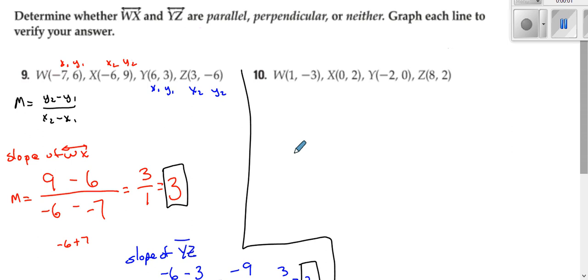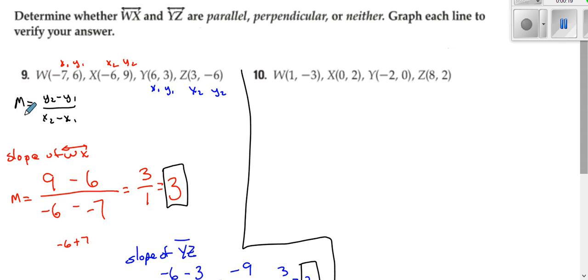On geometry section 2.8, this is problem number 10, page 181. We're determining whether or not WX and YZ are parallel, perpendicular, or neither. So let's start with WX.